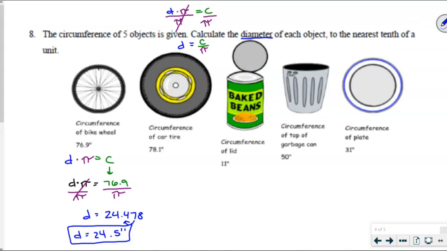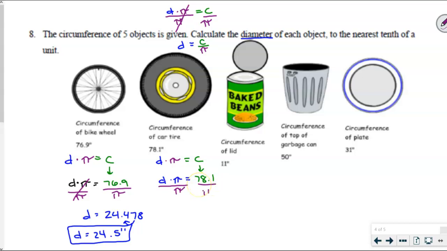Setting the problem up in the same way as last time, I know that the diameter multiplied by pi will equal the circumference. So when it gives me the circumference is 78.1, now I can set up or solve this equation that's been set up. The diameter multiplied by pi is 78.1. How do I undo multiplying by pi? We simply divide by pi.